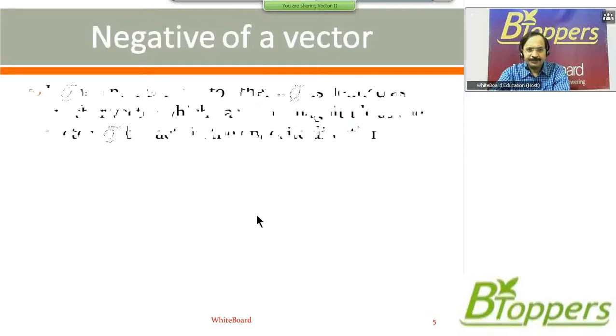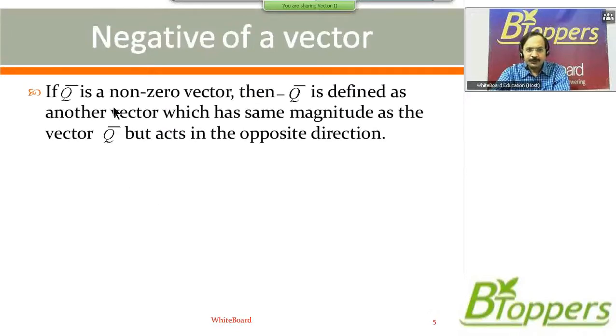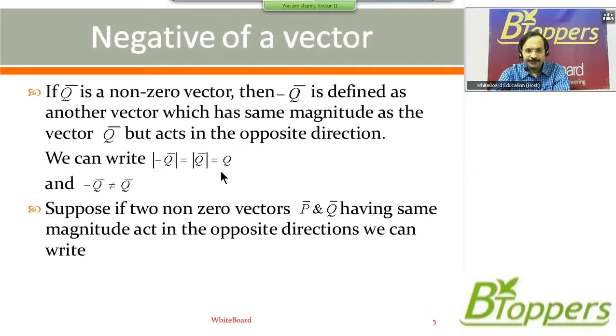Next, negative vector. If Q bar is a non-zero vector, then minus Q bar is defined as another vector which has the same magnitude as the vector Q bar but acts in the opposite direction. So we can write modulus of minus Q bar equal to modulus of Q bar, that you can write as Q. And minus Q bar not equal to Q bar. Mod of minus Q bar can be written as mod of Q bar, but you should not write minus Q bar equal to Q bar. You can say minus Q bar is not equal to Q bar.